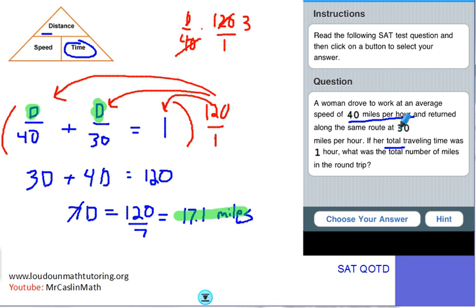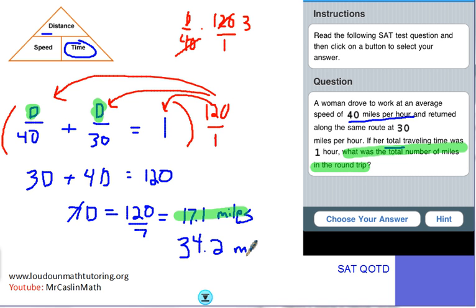Okay. Now let's go back to what they were asking for. What was the total number of miles in the round trip? So really 17.1 represents just getting to work or just getting home from work. You have to double that. You have to add that together or multiply by 2. You're going to get the total number of miles in the round trip was 34.2 miles.